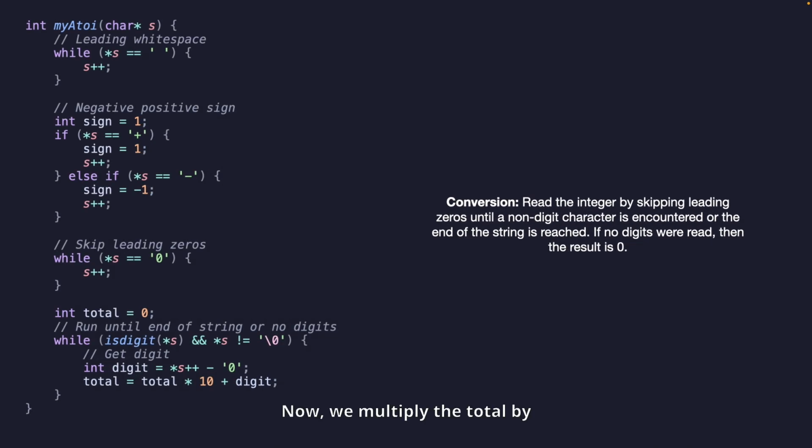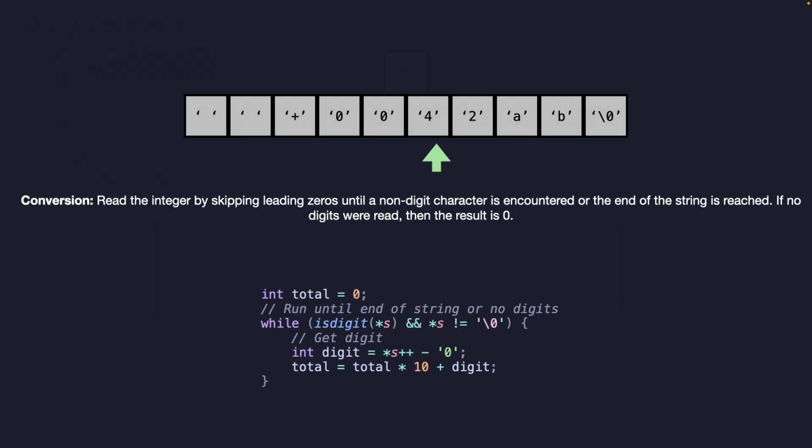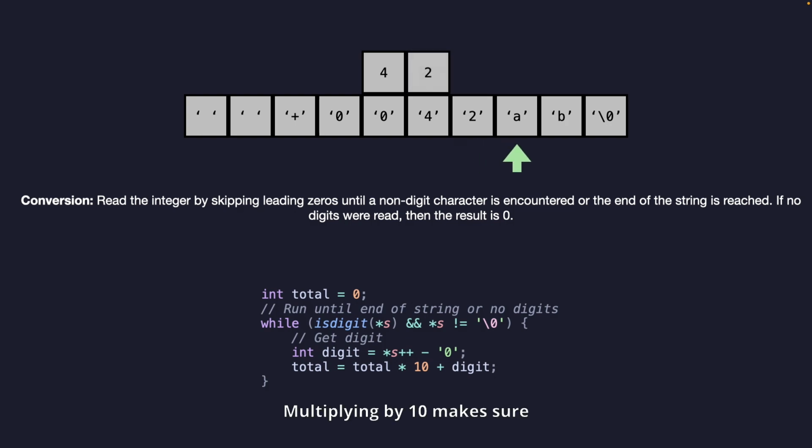Now, we multiply the total by 10 and add the digit. Multiplying by 10 makes sure the digit is in the correct place value.